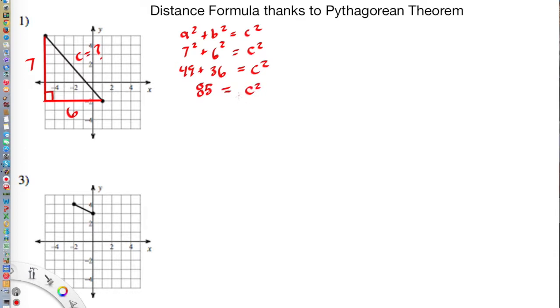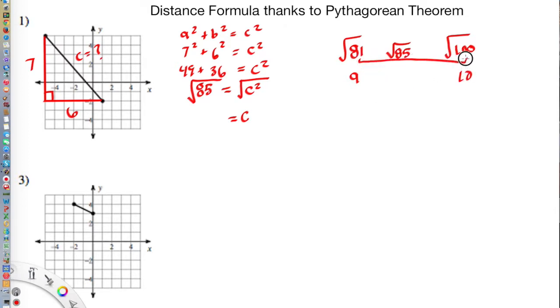I want to find C and not C squared, so my inverse operation would be to find the square root of that square. I do the same thing to the other side. And C is going to equal the square root of 85. And I know that the square root of 85 is somewhere between the perfect square of 81 and the perfect square of 100, which is somewhere between 9 and 10. Okay, and if I want to know the exact amount, how far between 9 and 10, I'm going to get a fractional answer.